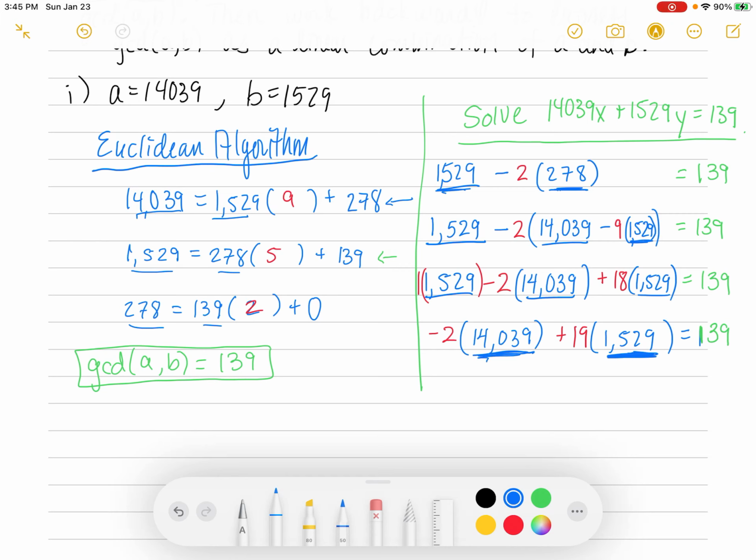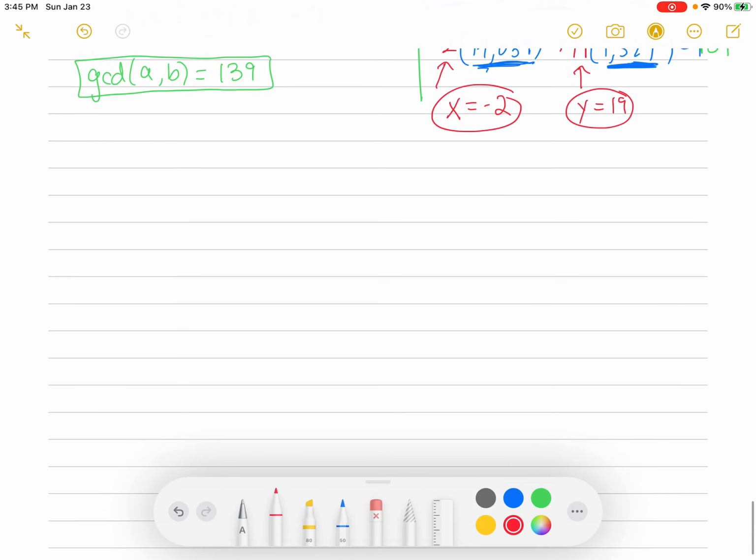We have here AX plus BY equals the GCD. So it looks like here for X, we have negative 2. It's right there. And for Y, we have 19. So that's it. That solves Bezout's identity. So yeah, sometimes we get negative numbers.